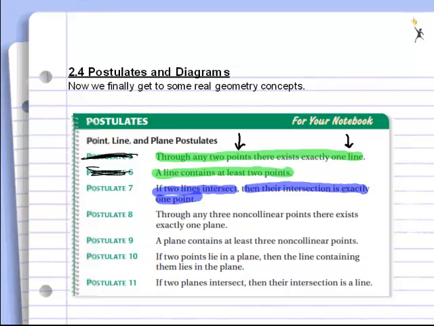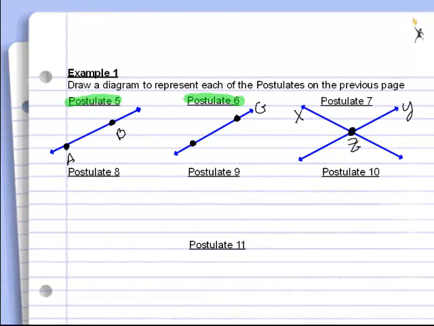Postulate 8 says that through any three non-collinear points, there exists exactly one plane. Remember, non-collinear means they're not on the same line. So, for postulate 8, I want to draw three non-collinear points. There's one, call that one H. Here's a second one, we'll call it J. And here's a third, we'll call it K.